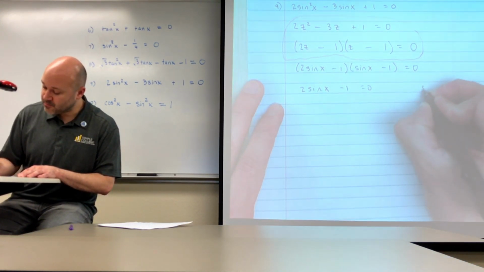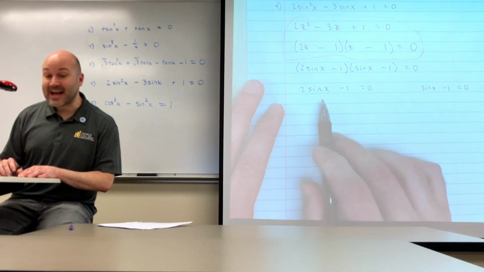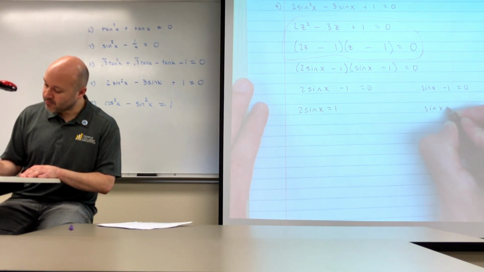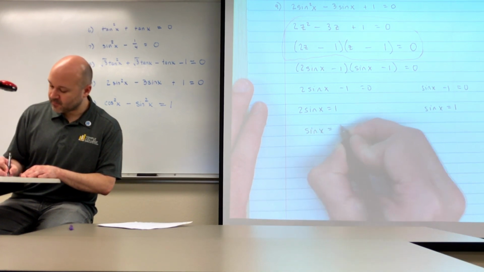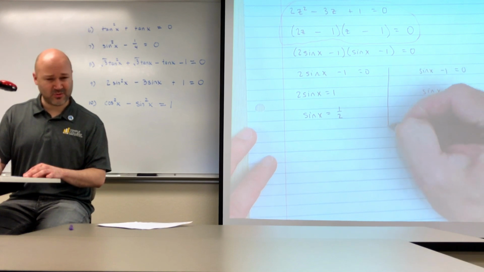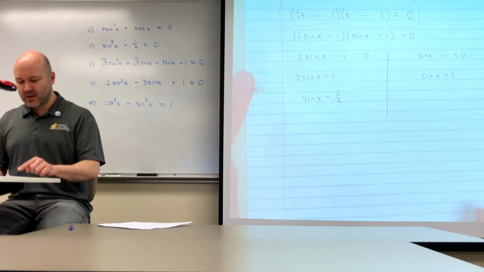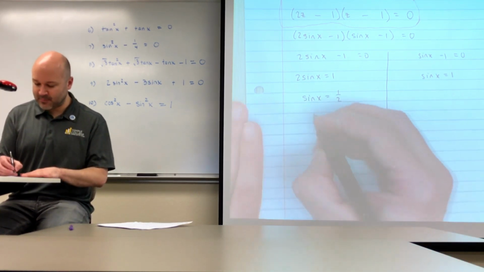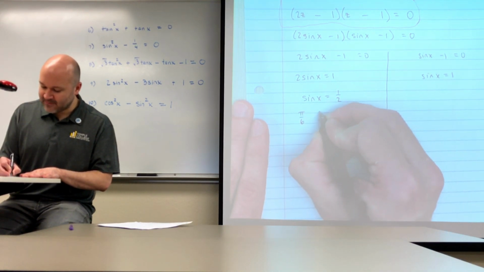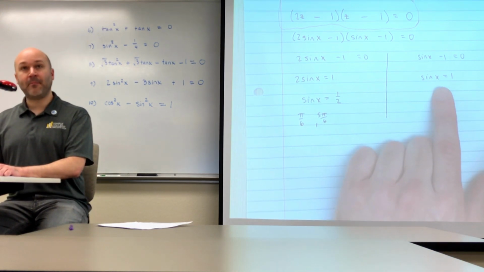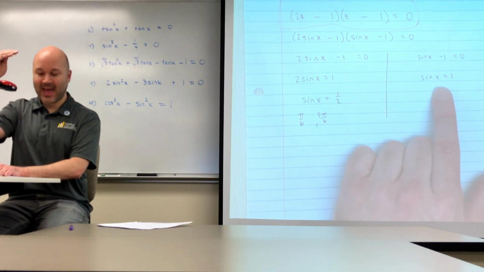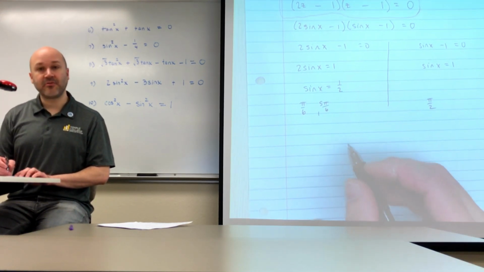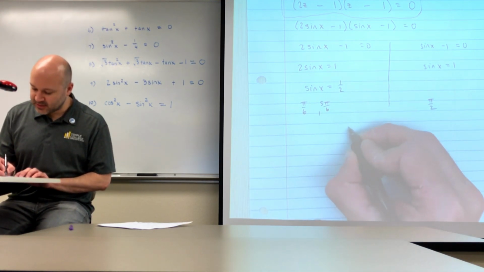Set each factor to 0. Isolate the trig function. Solving 2 at the same time. So kick over the 1, divide by 2, kick over the 1. Sine will be positive 1/2 in quadrants 1 and 2 at pi/6 and at 5 pi/6. Sine will be positive 1. The y value is 1 at pi halves. And that's it. So I see 3 solutions within the first 360 degrees.